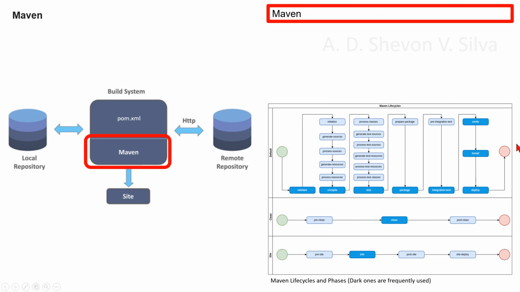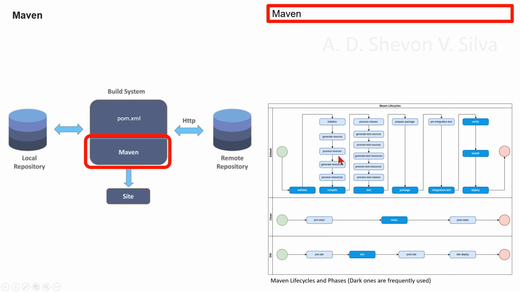Here you can see the default life cycle. Validate: the project is correct and all necessary information is available. Initialize: initialize build state, for example, set properties or create directories. Generate sources: generate any source code for inclusion in compilation.